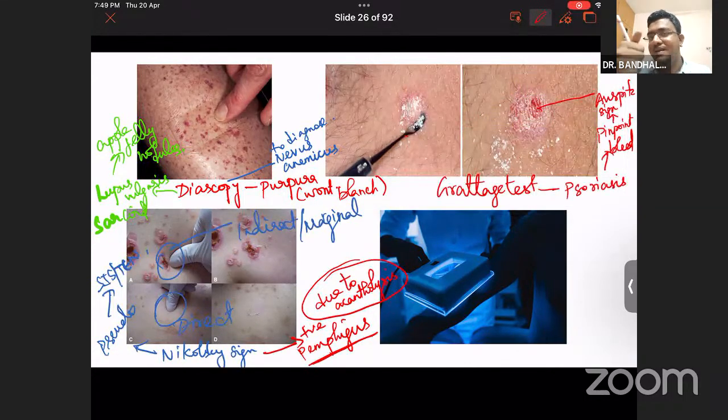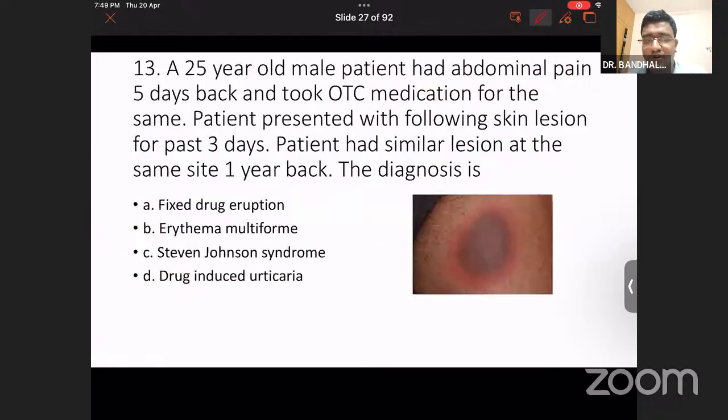If they are giving some lamp, some blue light, that is Wood's lamp, which is useful in various bacterial and fungal conditions, vitiligo, melasma and all. You will see the uses in subsequent slides because we have one question related to it. So the answer here is diascopy. We will move on to the next question.